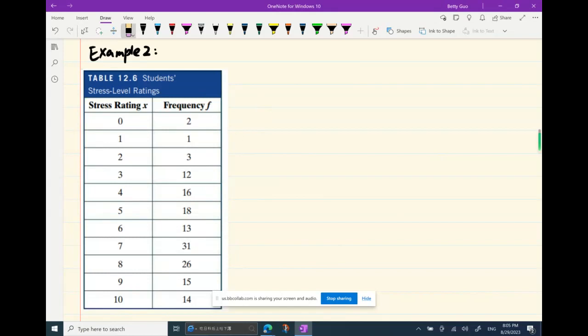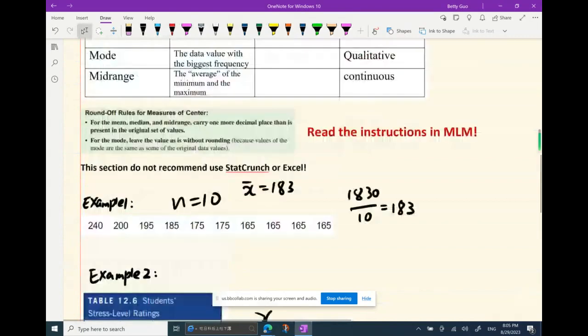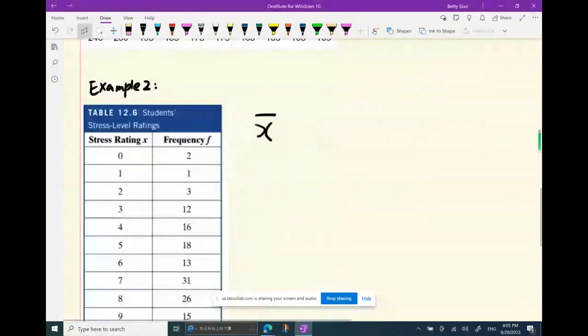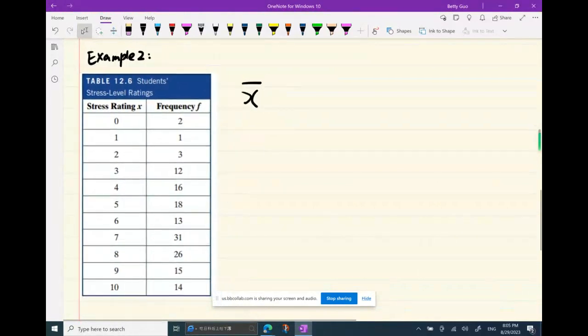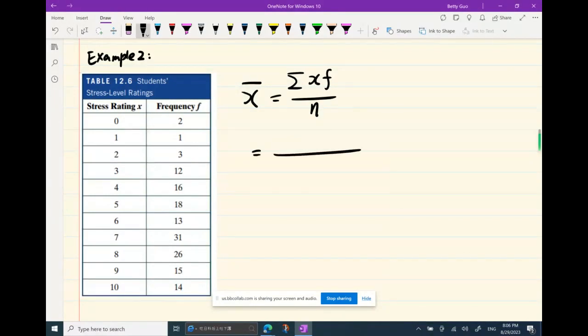Now let me show you how we find the mean when we do not have the raw data set. Instead, we have a frequency distribution table that represents the data set. The formula is sigma x times f, divided by n. Let me explain what that means. The denominator is still the sample size. I'll show you how we find it.